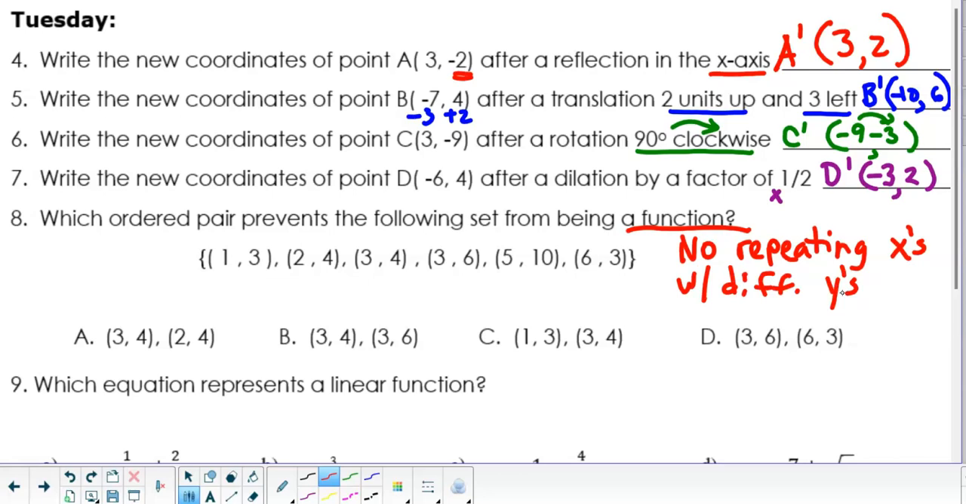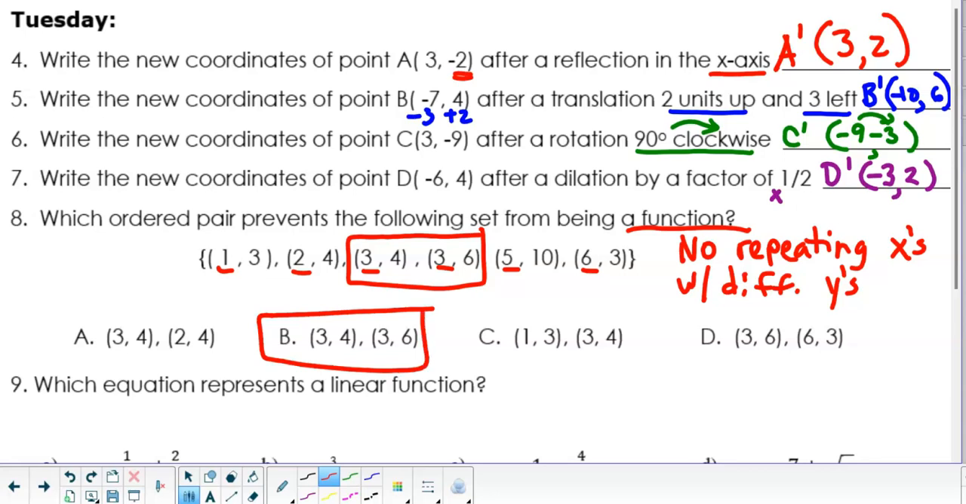So which one of these would cause a repeating x? Well, let's see what the x's are. 1, 2, 3, 3, 5, and 6. So it seems like these two here are a problem. You're not a function if you have a repeating x value. So (3, 4) and (3, 6) are the points that prevent it from being a function.